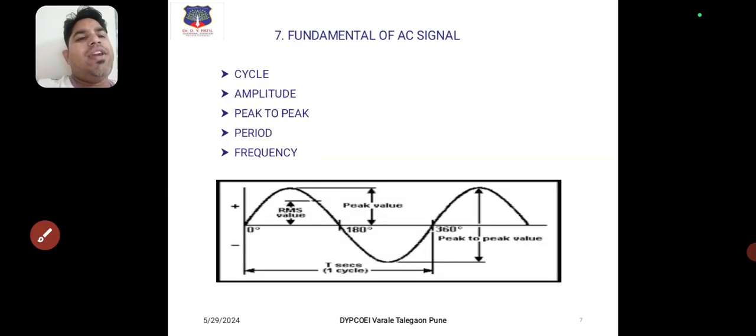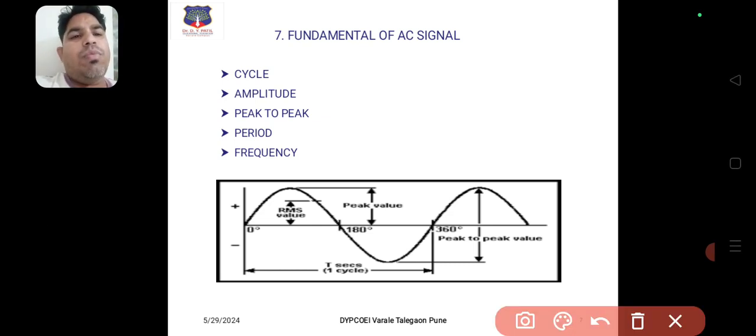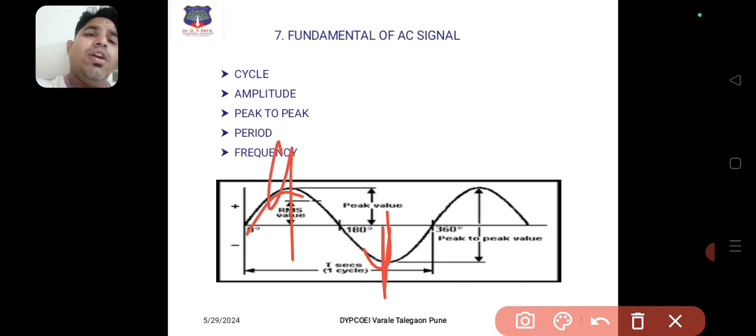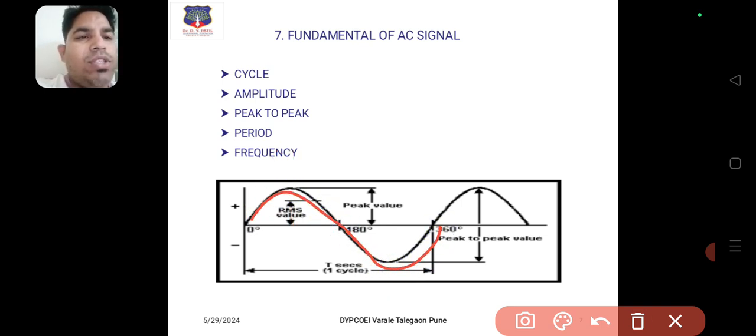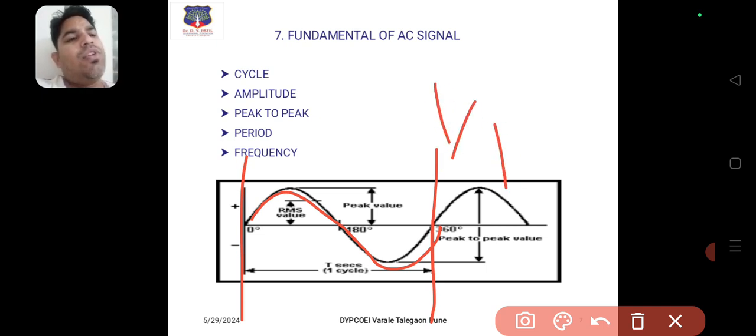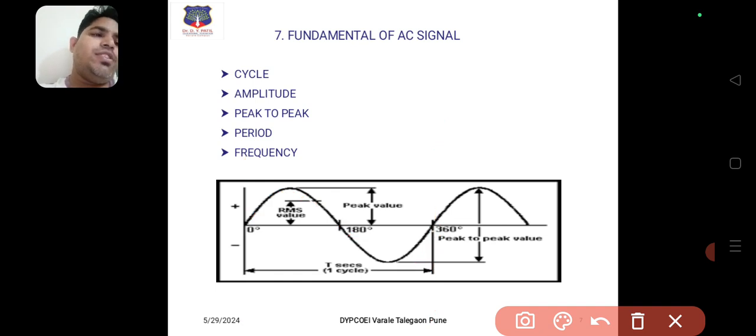A cycle is one set of positive and negative portions of an alternating quantity. What is the amplitude? The maximum value attained by that alternating quantity is called the amplitude. The maximum positive and maximum negative portions together are called peak to peak. The time required to complete one cycle is called the period. And what is the frequency? The reciprocal of T is called the frequency.